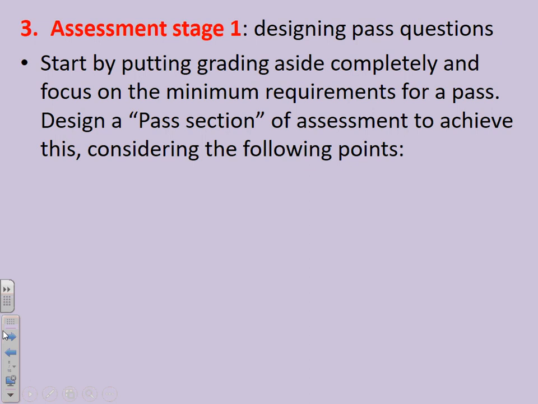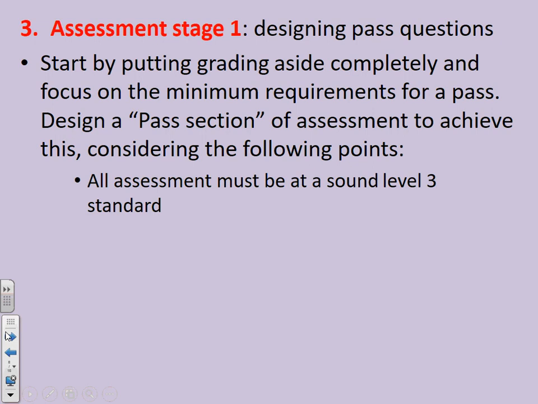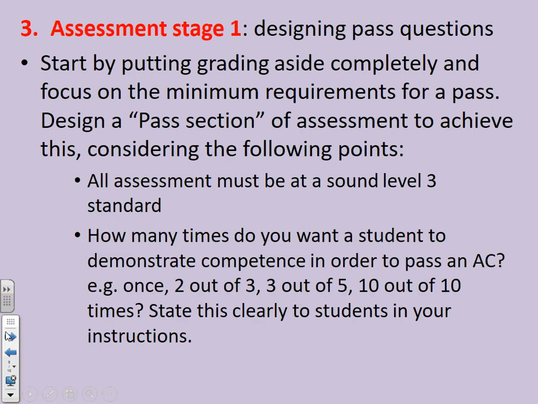Passing the assessment criteria is separate from grading, so start by working out the minimum performance level required for your assessment criteria. Make sure you're assessing at level 3. Don't let it slip into level 2, and don't over-assess. Be clear to students how many times they need to demonstrate competence in order to pass, particularly in exam questions.